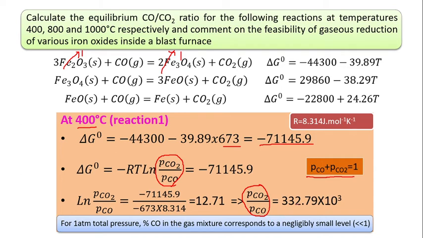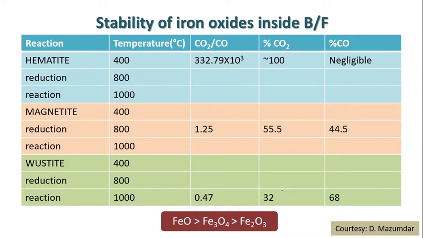From this it is evident that the percentage of CO in the gas mixture is negligibly small, a very low value, less than 1. That means the presence of a little amount of carbon monoxide can reduce hematite to magnetite at 400 degrees centigrade. So if we calculate for all the temperatures, then we will get all the data.